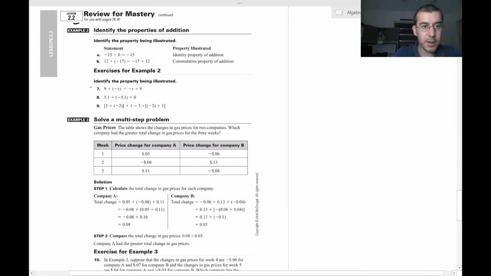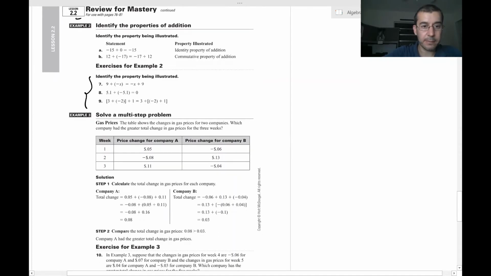Next, 7, 8, and 9. 7, identify the property being illustrated. So 9 plus minus x equals minus x plus 9. So this is the commutative property. 5.1 plus minus 5.1 equals 0. That's the inverse property of addition. Number 9, 3 plus, in parentheses, minus 2 plus 1 equals 3 plus, in parentheses, minus 2 plus 1. This is the associative property of addition. Okay.